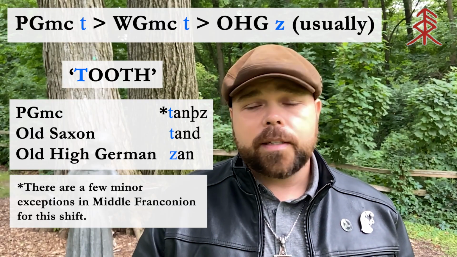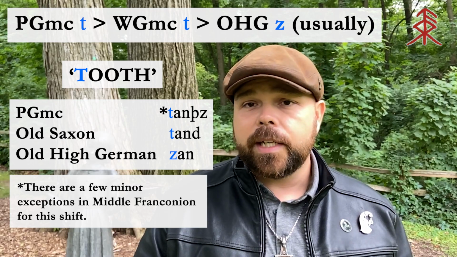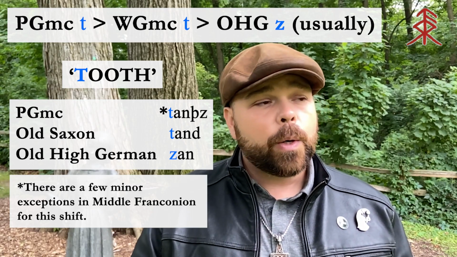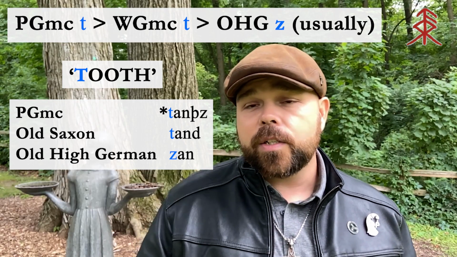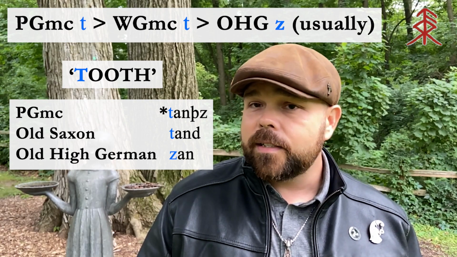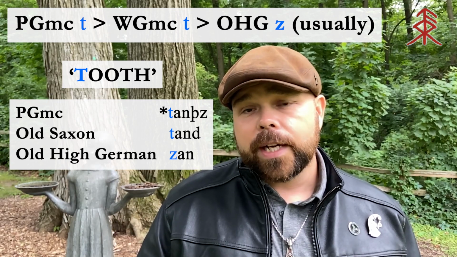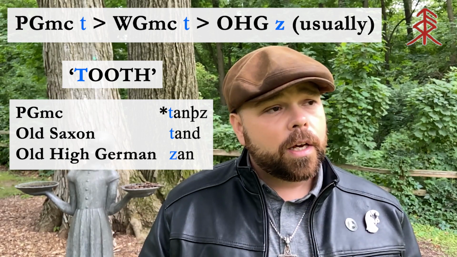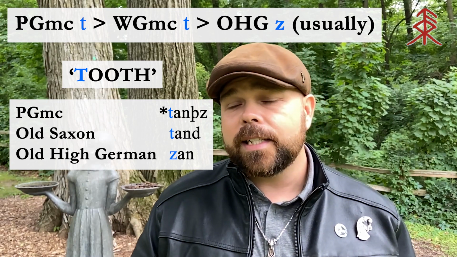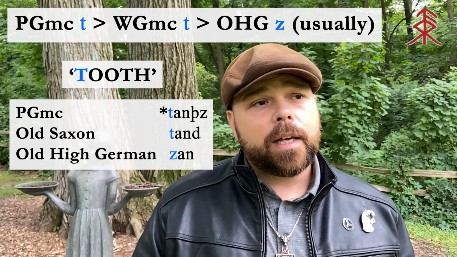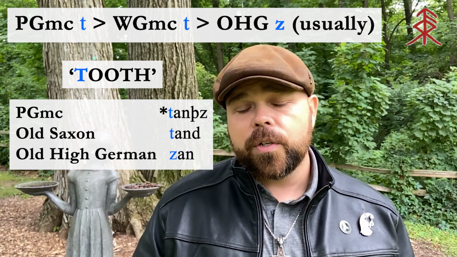Another one is T. This does remain T in the West Germanic languages. However, in Old High German, it does go to that TS sound, and it's spelled with a Z. Zahn, for example, that is tooth in English. The word for tooth in Old Saxon is Tand, but in Old High German, you'll see it shift to Zahn.